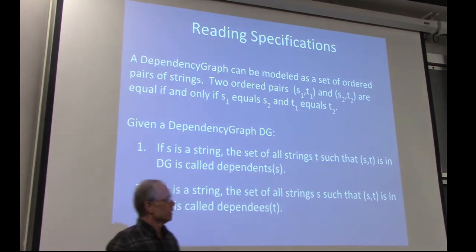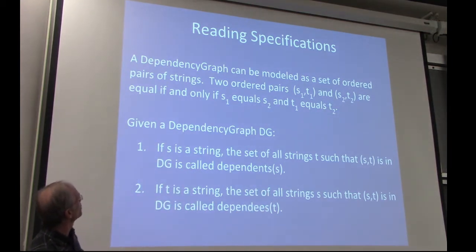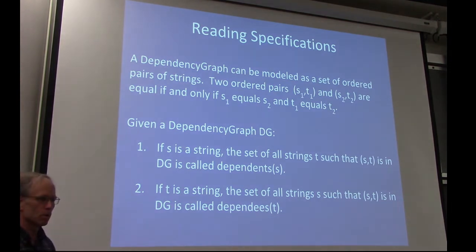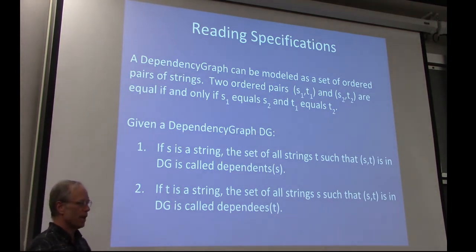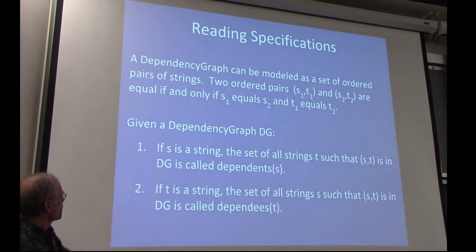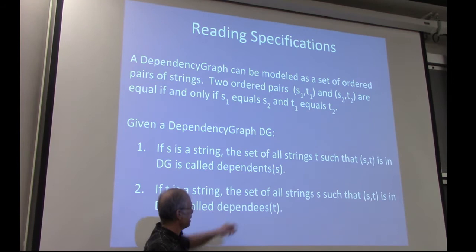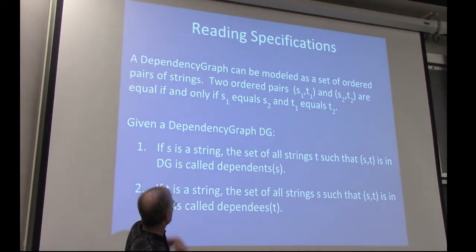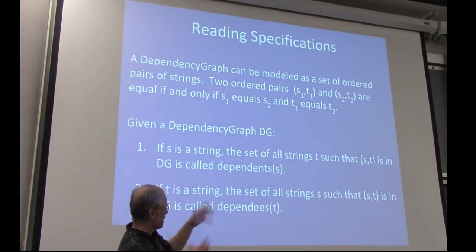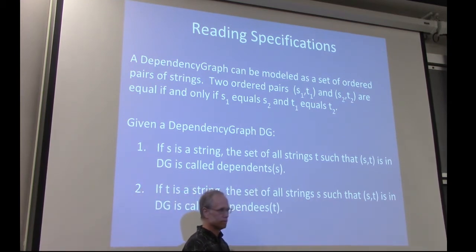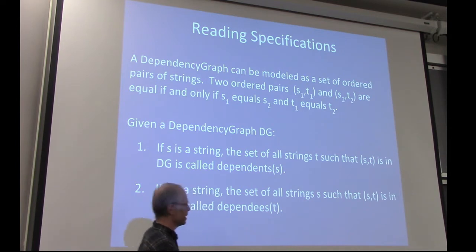top of the class. I don't know if this is all of it or not, but it says a dependency graph is a set of ordered pairs of strings. And I point out that two ordered pairs are equal if and only if their constituent strings are equal. So that's what a dependency graph is, an ordered pair of strings. And then I go on in that comment to define two things, dependents of S and dependees of S. And it says here, if S is a string, the set of all strings T such that ST is in the dependency graph is called the dependents of S. And similarly, backwards way, I get dependees.